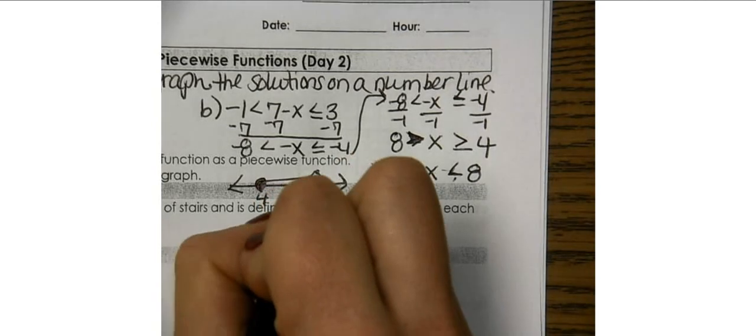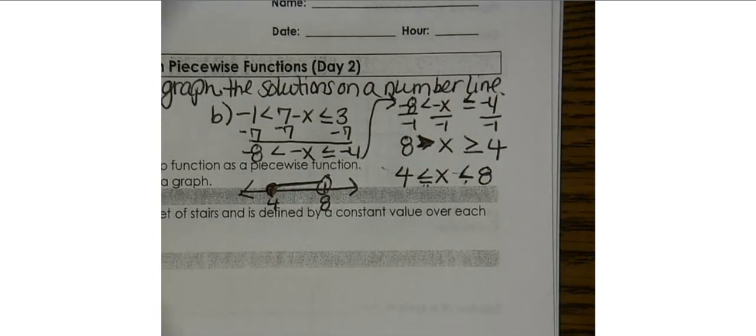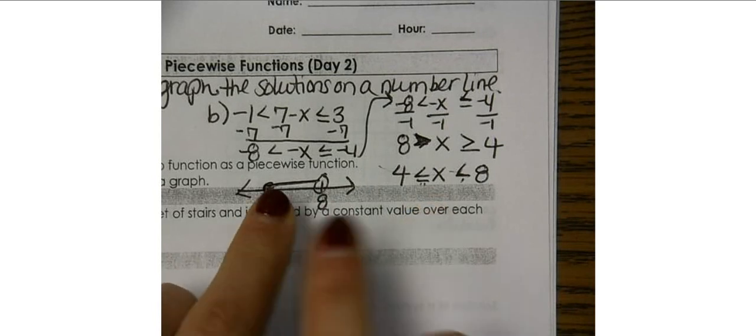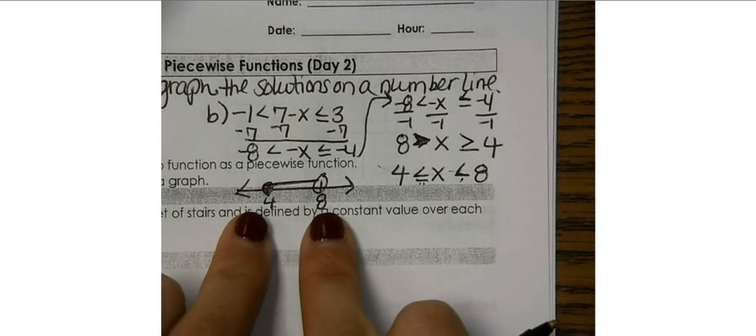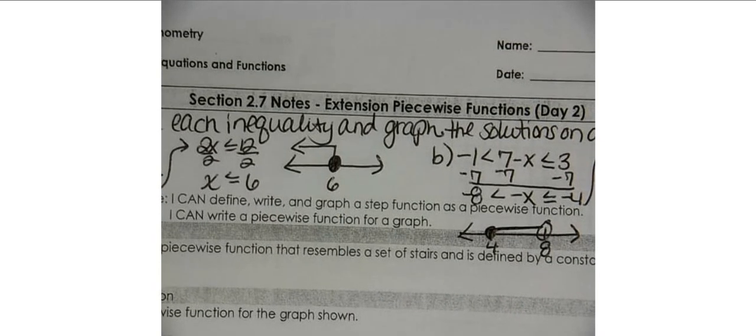And I'm going to connect a line between these 2 points to indicate that our solution for x is going to be between these 2 numbers. What we just drew here is a segment. And in letter A, we drew a ray. Understanding that number lines can produce rays and segments is going to be a very important piece whenever we are writing equations for piecewise functions.